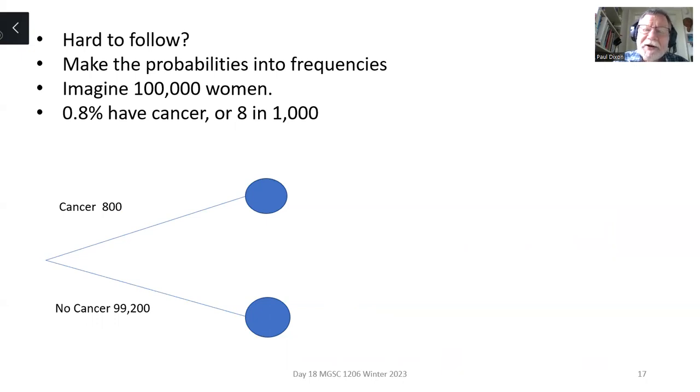They said, let's start out with 100,000 women. Start with a very large group. 0.8%, 1 in 125, has cancer. How many is that? It turns out it's 800 women. So 99,200 don't have cancer out of this group of 100,000. So they're making it a concrete problem.